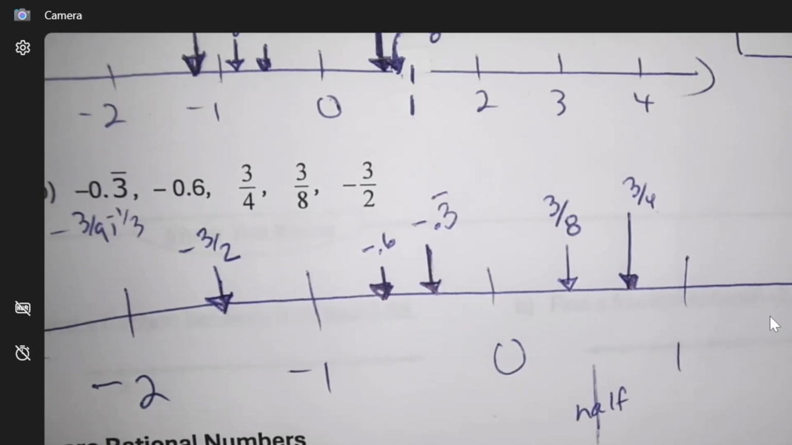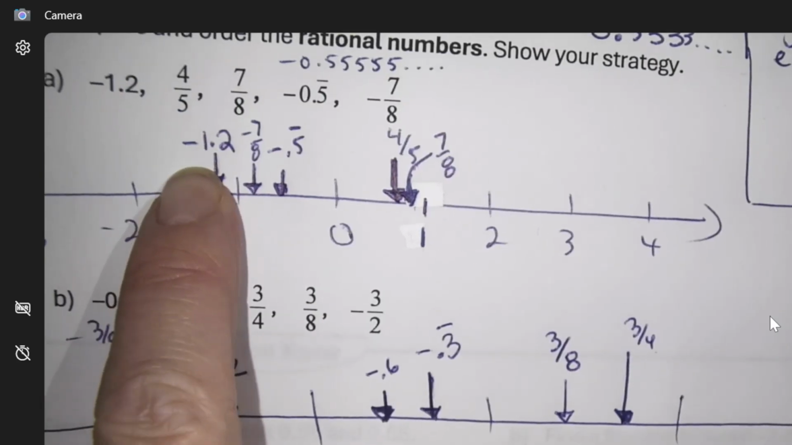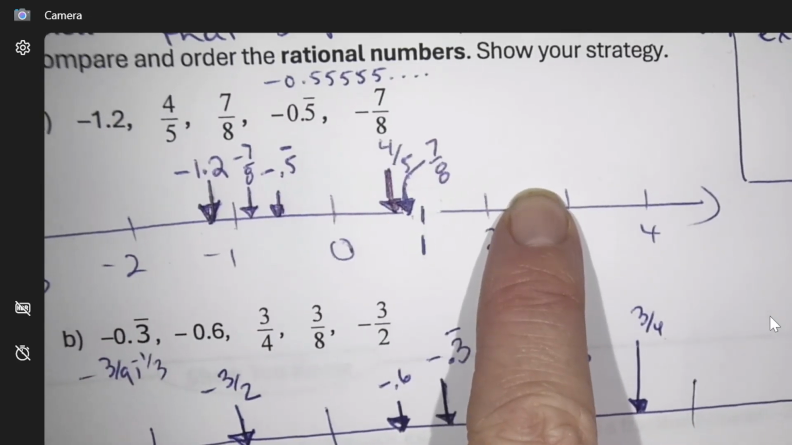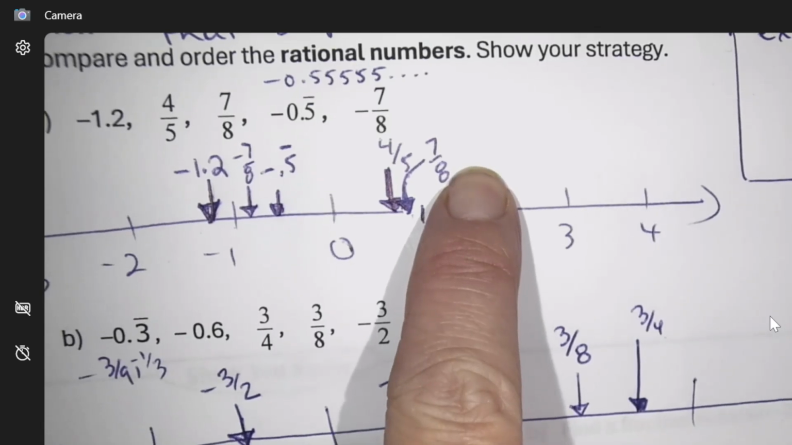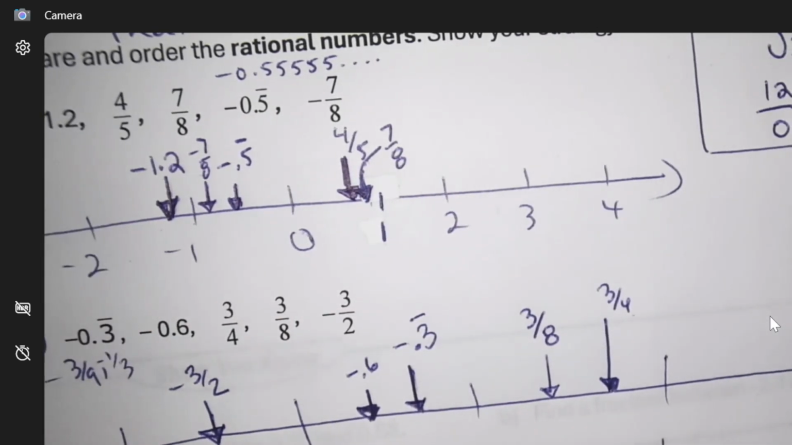Okay, so I think on your homework you're going to have to pay attention to the words in order. What if I say least to greatest? You would go from here to here. But if the directions say from greatest to least, what are you going to do? Here to there. Okay, so pay attention to that.